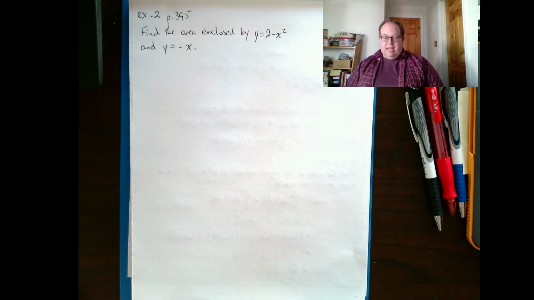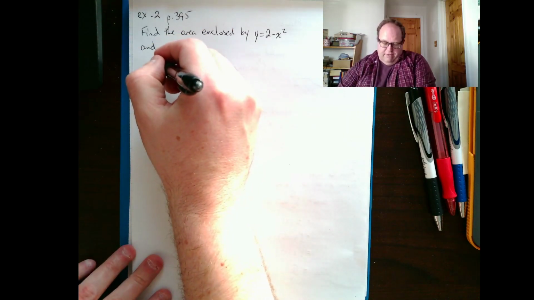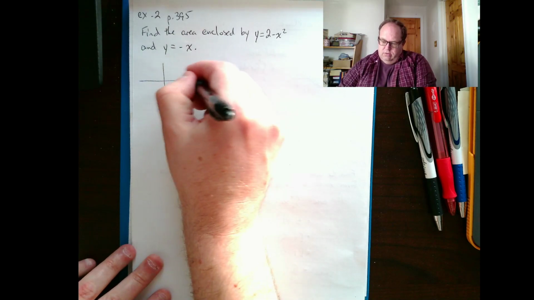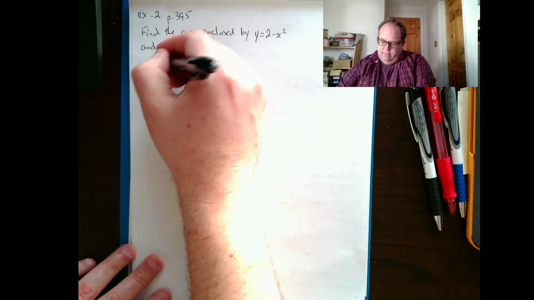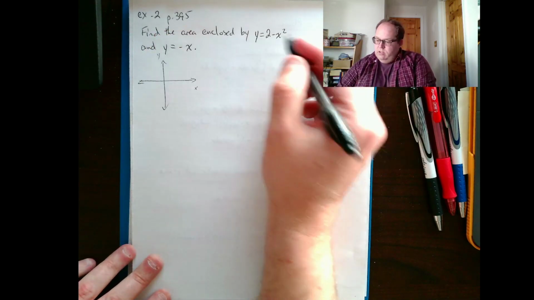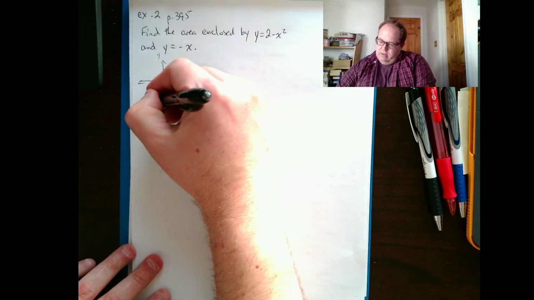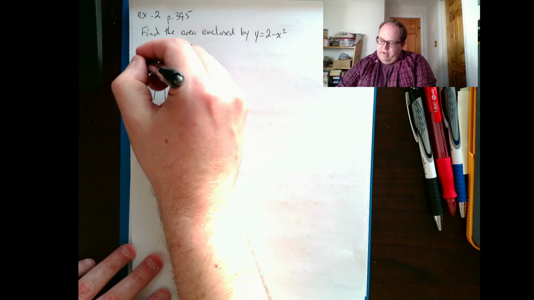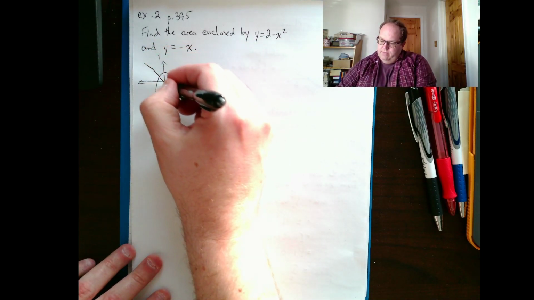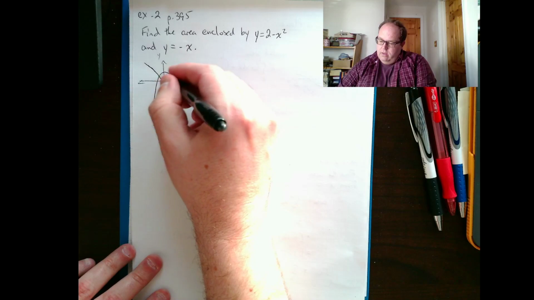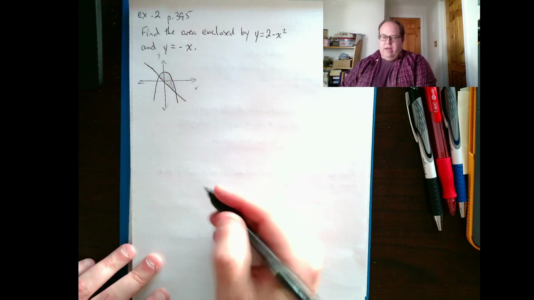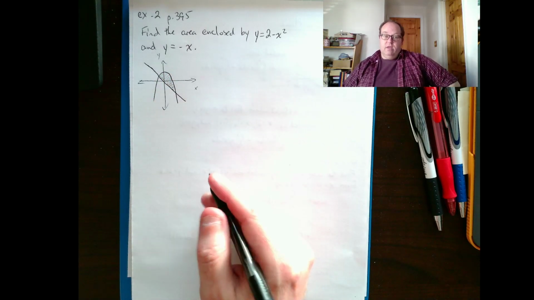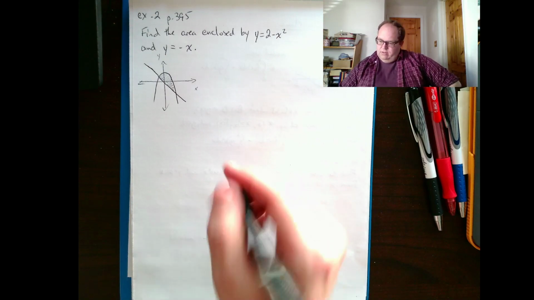Not being given any x boundaries kind of implies that they must intersect someplace and give you an enclosed region. If you look at a graph quickly, and this is shown in the example as well, 2 minus x squared is an inverted parabola looking something like this, and y equals negative x, of course, looks like this. So that would be the region in question. So I need to find out where these two things intersect.